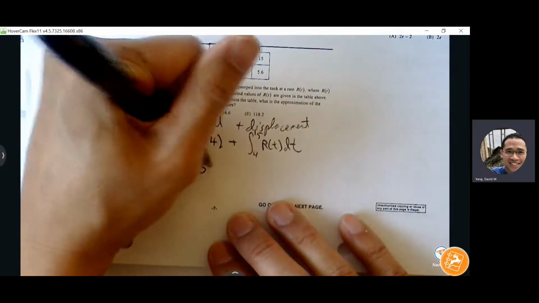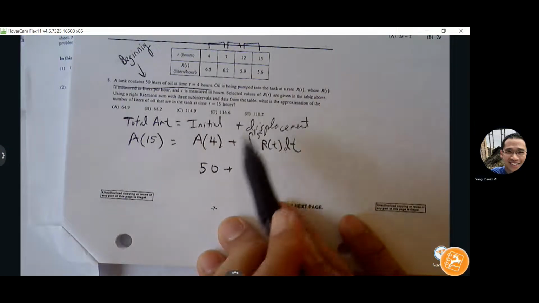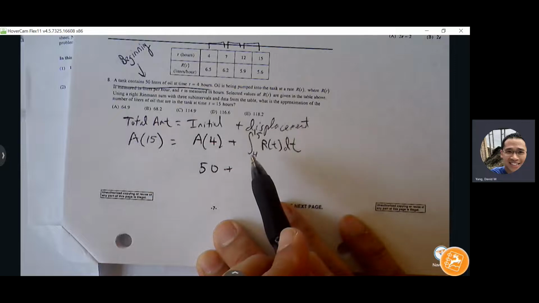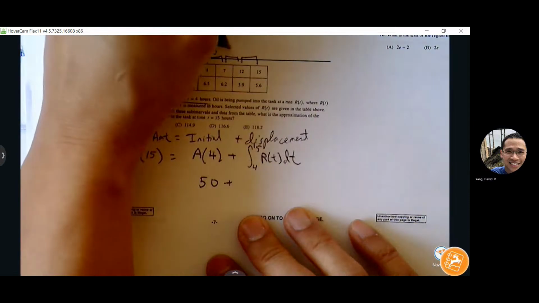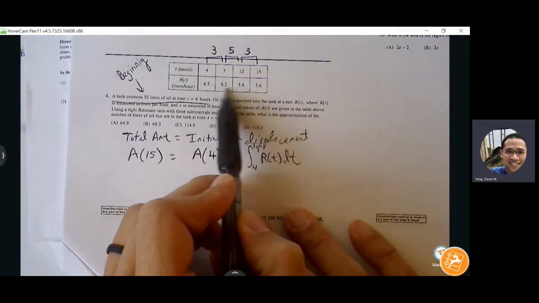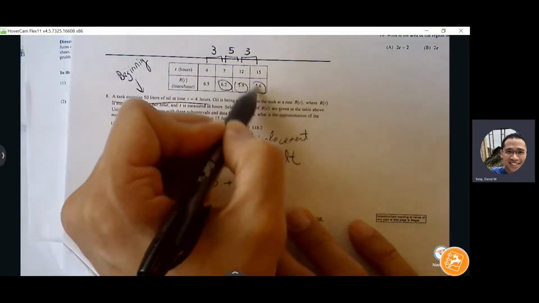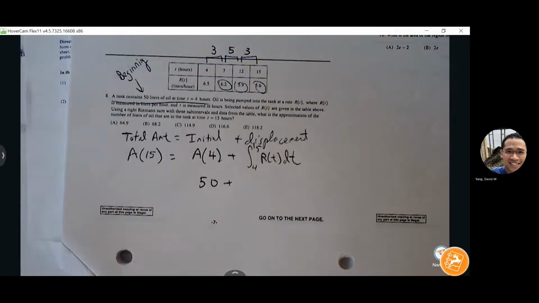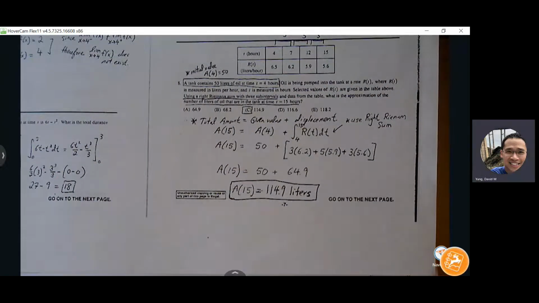You know, there's 50 liters to begin with at 4 hours. And then we can figure out how much oil has been added in that 11-hour time period. Width times height. So the width comes from that 3, the height comes from the second row. 3 times 6.2, 5 times 5.9, 3 times 5.6. Add that together, use your calculator, or in this case, we have to just add it by hand.